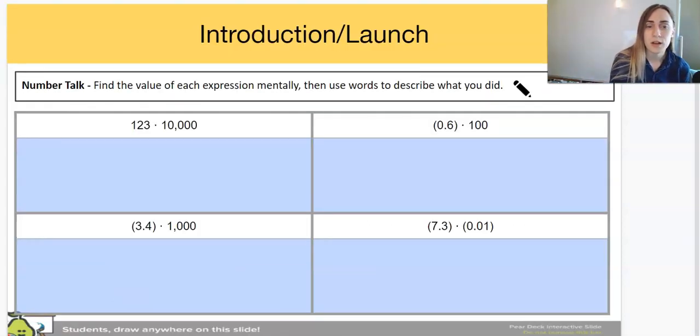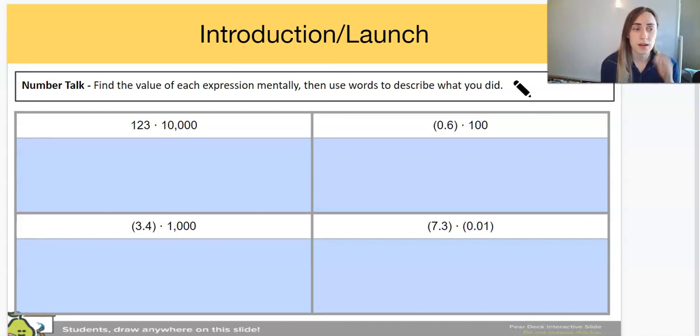And today's warm-up under our introduction launch on slide A is a number talk. So you may have done a number talk in class before, and if not, just follow the directions. If you have, you can use the strategies that your teacher taught you. We're going to find the value of each expression mentally and then use words to describe what you did. So the most important thing about the number talk is that you do this in your head without writing any calculations down. If you want to check your calculations later, fine, but for this warm-up, do not write anything down. Just look at each expression and try to calculate the value of that expression in your mind now.